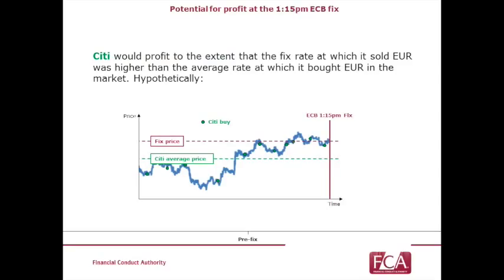This graph is a hypothetical example demonstrating this. The blue line shows where the market is trading, the green dots show Citi's trades, the green dotted line shows Citi's average price, and the dotted purple line is the fixed price. The gap between the fixed price and Citi's average price represents Citi's profit.